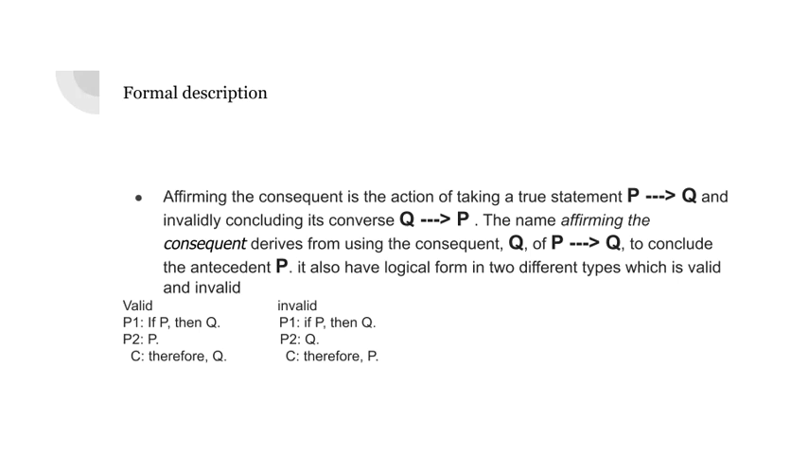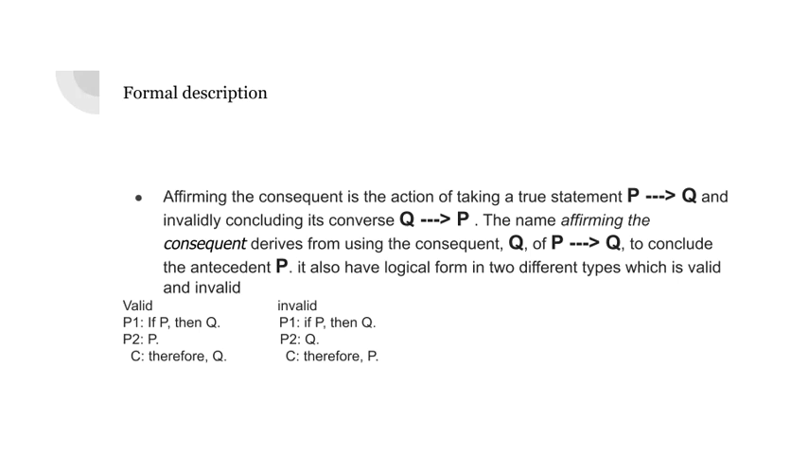Affirming the consequent is the action of taking a true statement, P implies Q, and invalidly concluding its converse, Q implies P. The name affirming the consequent derives from using the consequent, the big letter Q of P implies Q, to conclude the antecedent, the big letter P. It also has a logical form in two different types, which is valid and invalid.